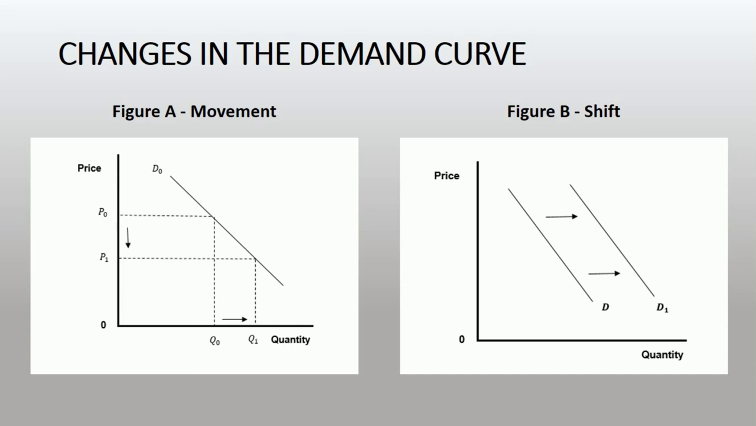A shift of your demand curve occurs when a factor besides price changes. This means that your demand will either increase or decrease, but prices will remain constant. Let's look at an example to illustrate these changes in the demand curve.